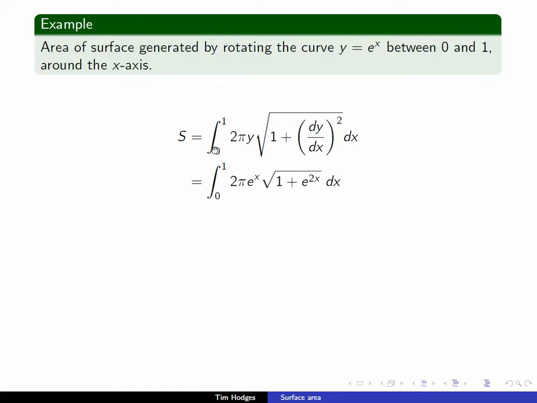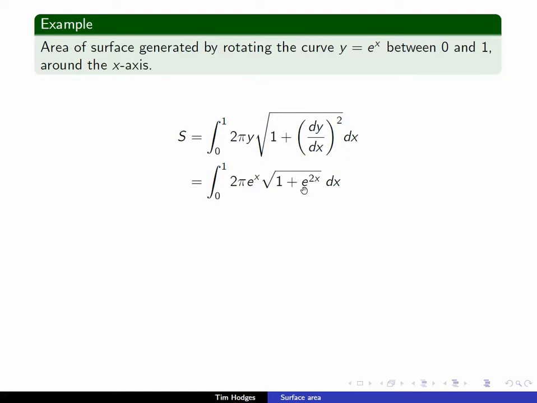So here's our formula. The integral from 0 to 1, 2 pi y is 2 pi e to the x. And the derivative of e to the x, of course, is e to the x. When we square that, we get e to the 2x. So we get this integral. We have to integrate e to the x times root 1 plus e to the 2x.